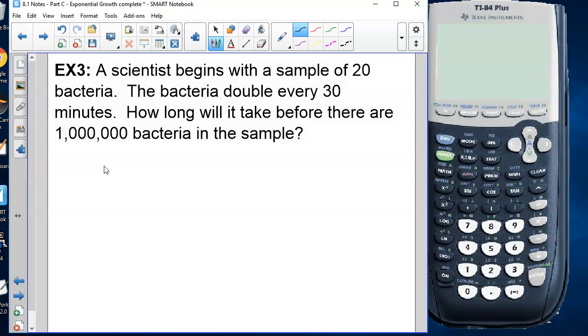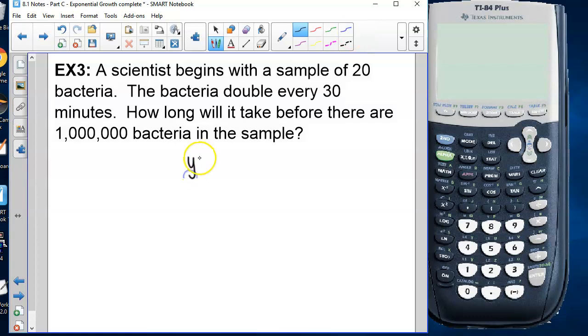Scientist begins with a sample of 20 bacteria. Actually, no, this one's different. The bacteria double every 30 minutes. How long will it take before there are 1 million bacteria in the sample? Okay. So, this one has enough information to write the equation. Although it doesn't really look like it has enough information to write the equation. Because I don't see a percent anywhere. Alright? I do not see a percent.